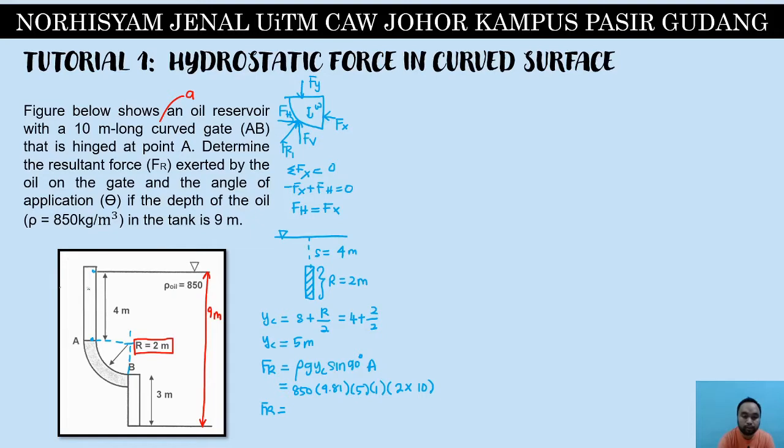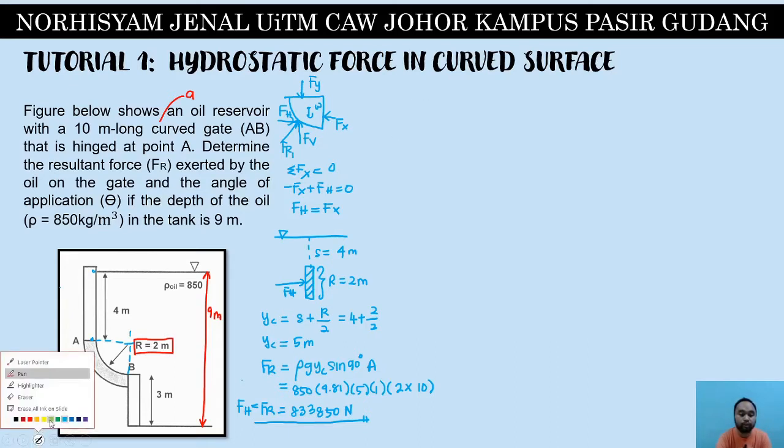833,850 Newton. That will be the Fr, or I'm sorry, this should be the Fh. Okay, so resultant force, or we call it as Fh here. Okay, so the next one, we will have the second calculation. This is based on the summation of Fy equals to 0. So here, summation of F in the Y direction equals to 0.